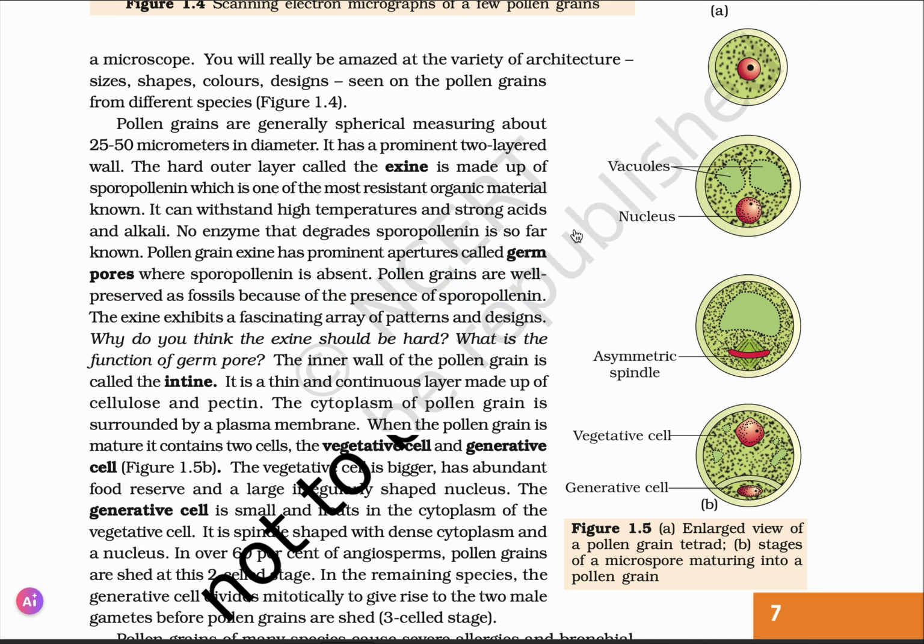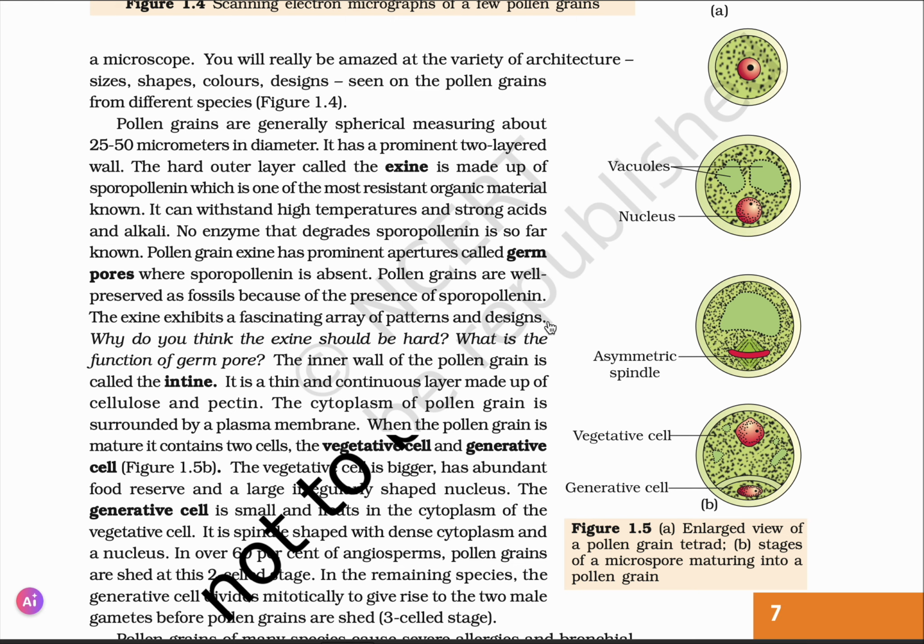The question would come as: presence of what makes the pollen grain preserved as a fossil? It would be sporopollenin. And the other question is: which layer of the pollen grain exhibits a fascinating array of pattern and design? It would be the exine. Then why do you think the exine should be hard? What is the function of germ pore?